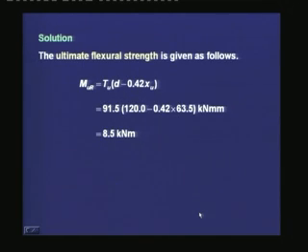The ultimate flexural strength is thus given as the tension or the compression times the lever arm, and we know all these variables. Once we substitute these variables, then we find out the ultimate flexural strength of this pretensioned member.